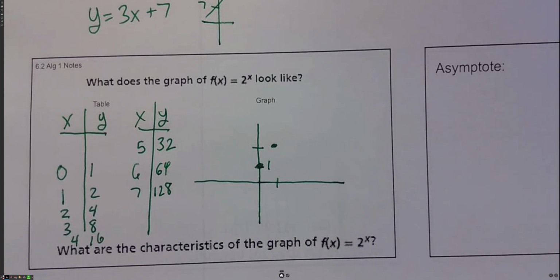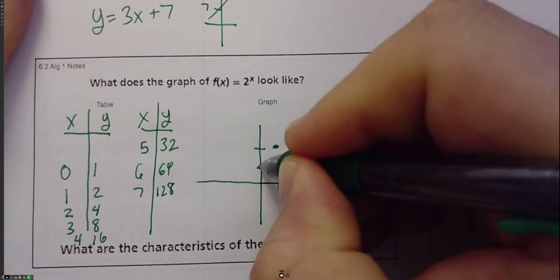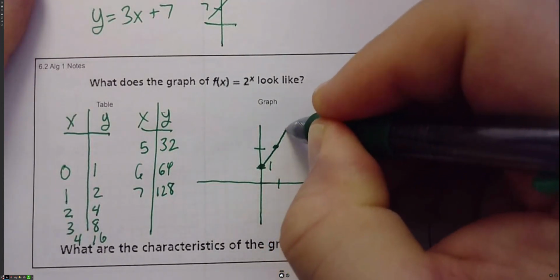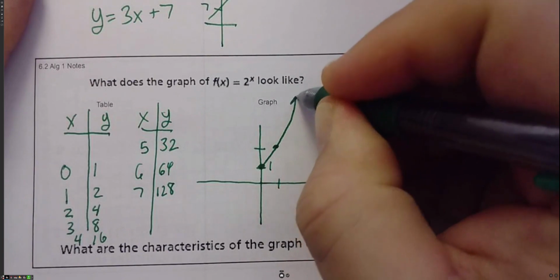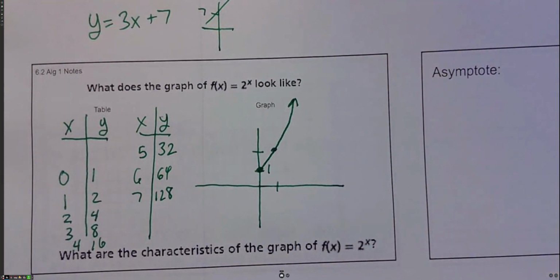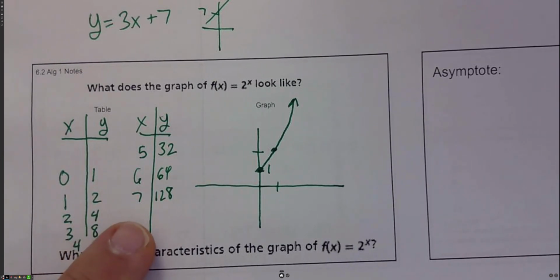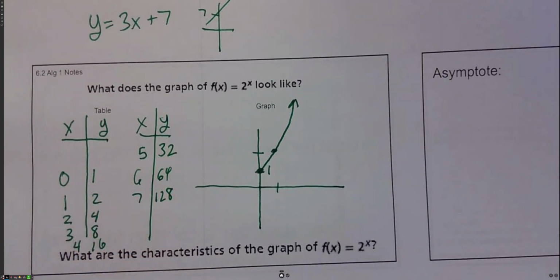Linear always grew at the same rate. Exponential, it's like a rocket. I'm not going to put values here, but what happens is it's going to go like this, and then it shoots up. It almost gets straight up and down. It doesn't, because if it was straight up and down, it wouldn't pass a function test, right? But when I start putting large numbers in here, it just shoots up.